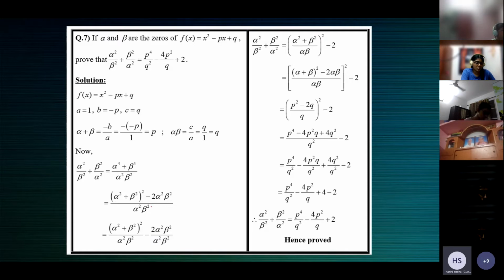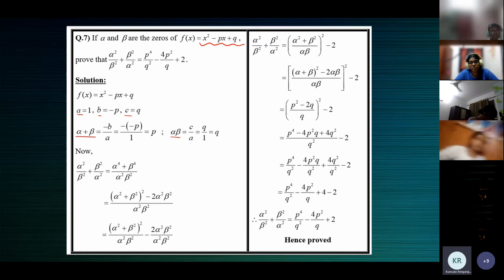Next step. Since in the denominator, now what is it? We are given a quadratic polynomial. It's in the standard form. So we write out the values of A, B, and C, and hence find the values of alpha plus beta and alpha beta. So this is standard. This is what we always do. We check if the quadratic polynomial is in the standard form. It is in the standard form. So write the values of A, B, C, and then write out the value of alpha plus beta and alpha beta: minus B by A and C by A.